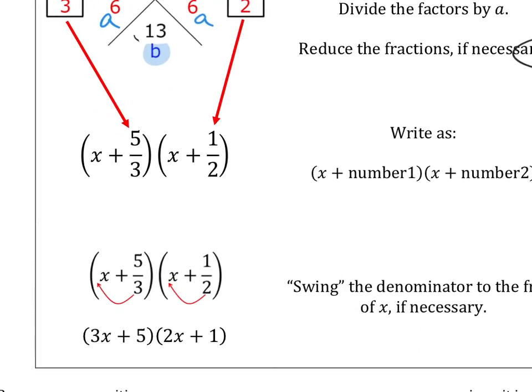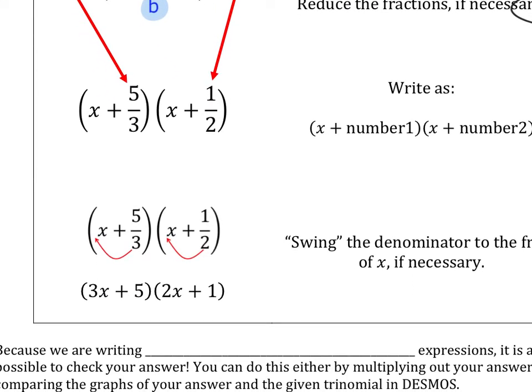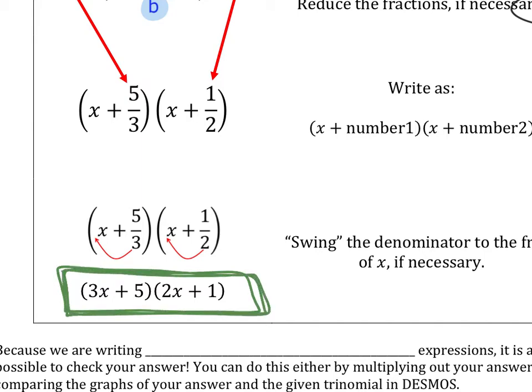The last step is to swing. We're going to take the denominators and swing them forward. Just tuck them in right there in front of the x. So my factored form is (3x + 5)(2x + 1). That's factored form. My hands are doing parentheses every time I say factored form. This is how we want our answers to be written.